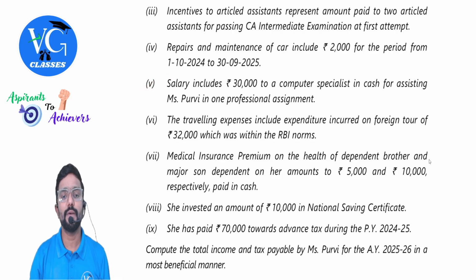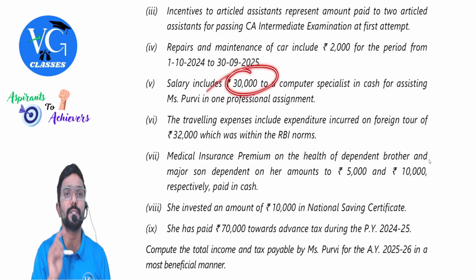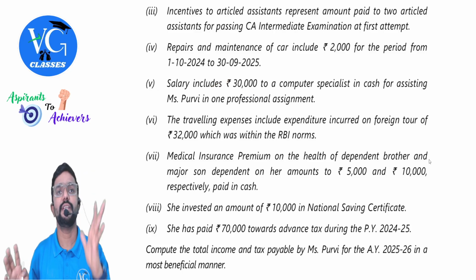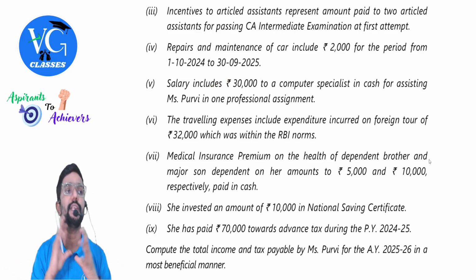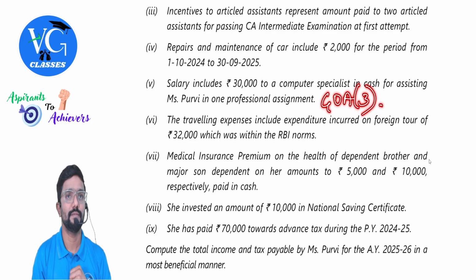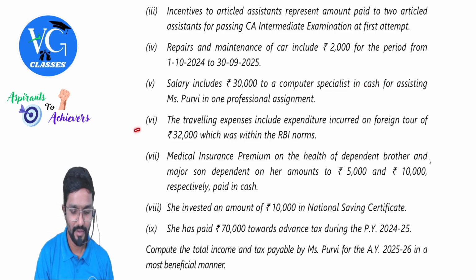Salary includes 30,000 to a computer specialist in cash for assisting Purvi in one professional assignment. More than 10,000 is paid in a single day to a single person. Disallowed. How much? Full 30,000. As per which section? Section 40A(3).